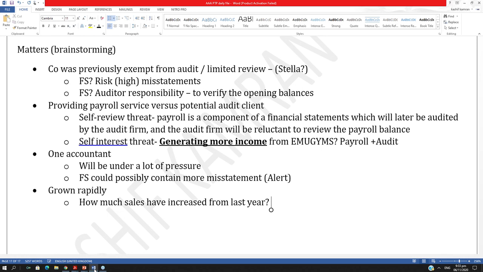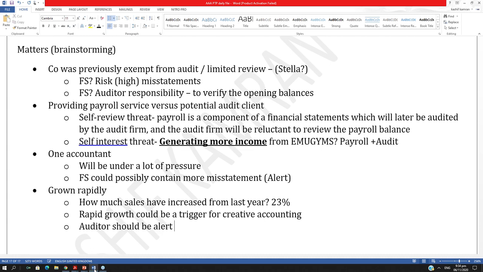How much sales have increased from the last year? By 23%, right? So do you believe a rapid growth could be a trigger for creative accounting? Could be a trigger for creative accounting, and the auditor should be alert during audit for any misstatements in revenue. Do you believe revenue is a fraud risk factor? Do you believe revenue has the highest risk of fraud?